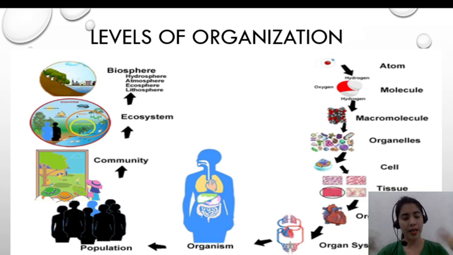For example, sa organism, kapag ang cell natin ay hindi nag-function ng maayos, maaapektuhan ang tissue. Kapag hindi nag-perform ng maayos ang tissue, maaapektuhan ang organ. At pag hindi nag-function ng maayos ang organ, maaapektuhan ang organ system at ang buong organism ang magsasuffer. So that is how the levels of organization are related to one another. Kapag inalagaan natin ang pinaka-smallest levels of organization natin, ibig sabihin maganda rin yung kalalabasan niya because they are related to one another. So that is our lesson for today.